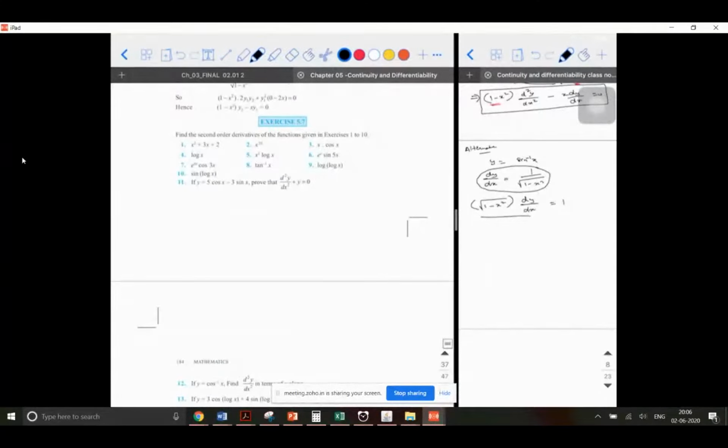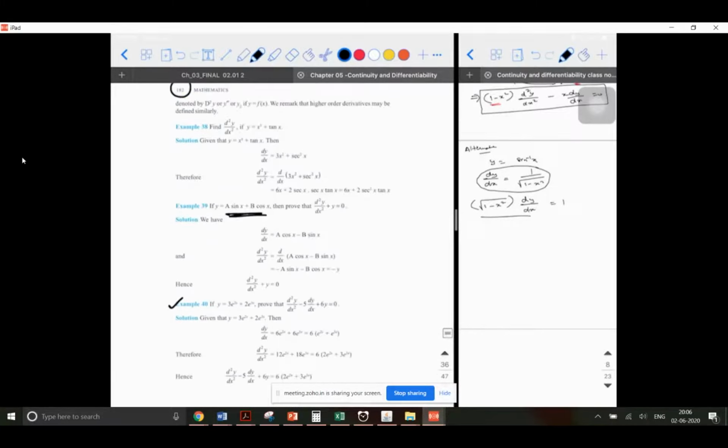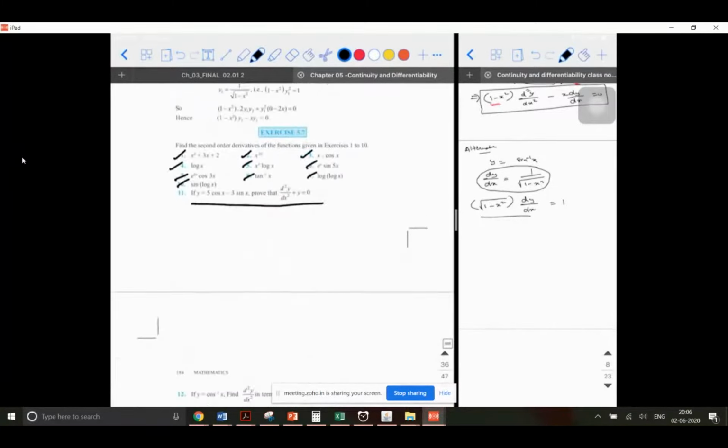Okay, now observe. Finding the second order derivative of this one is easy. You can do it. This one, y is equal to 5 cos x minus 3 sin x. Prove that d square y by dx square plus y is equal to 0. This problem is similar to that of a sin x plus b cos x. Instead of a and b, the values are given. So this one is an example problem.